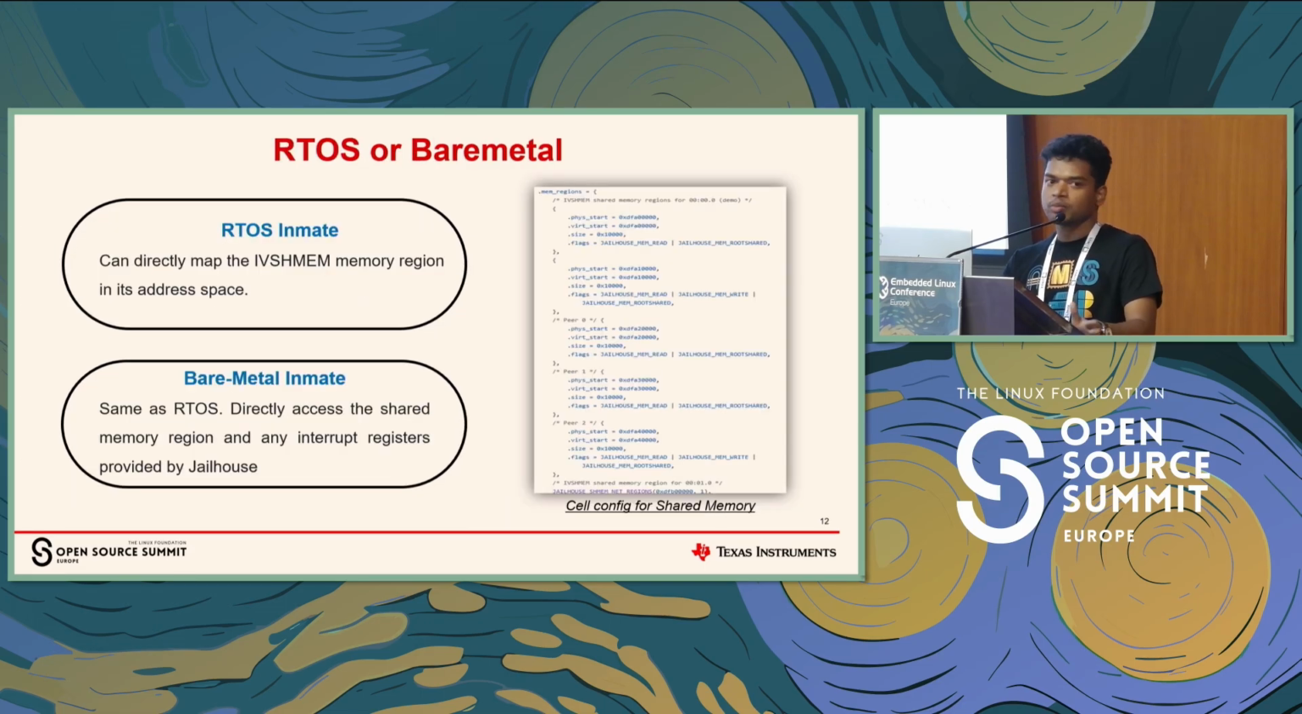And for an RTOS or bare metal, in most general cases, you can just directly access the memory region. And here's a code snippet. It's a config file for our cell where you have different regions, and you define this for every other cell with which you want to share the memory address, and then those cells can communicate with each other.